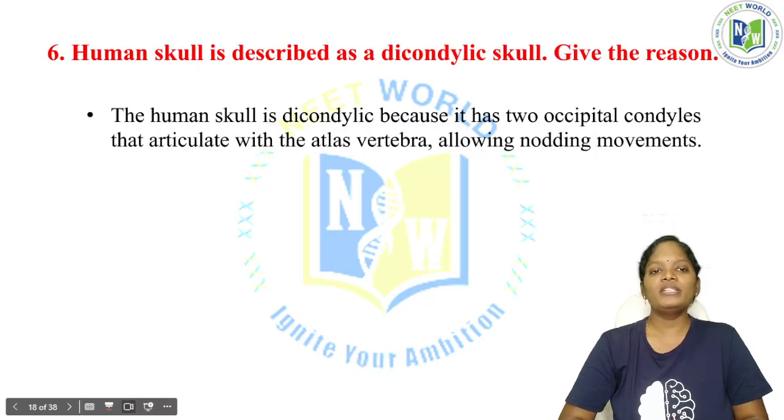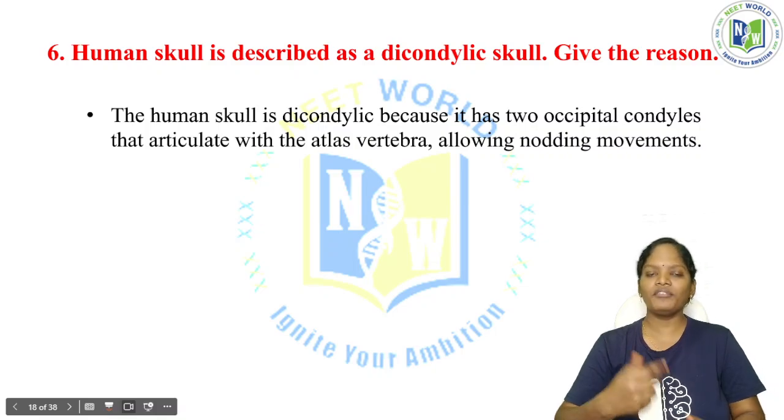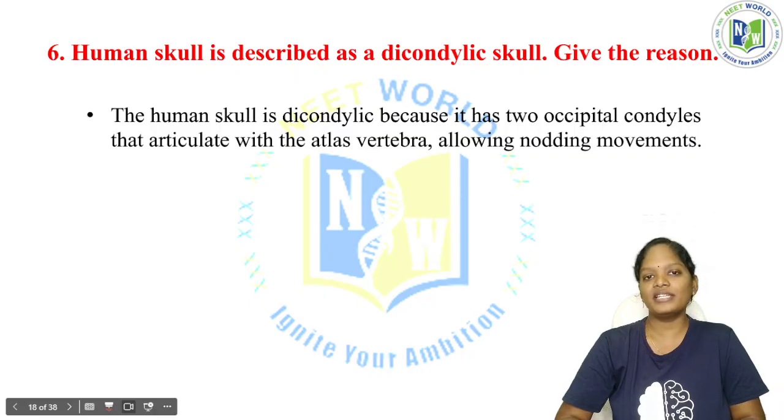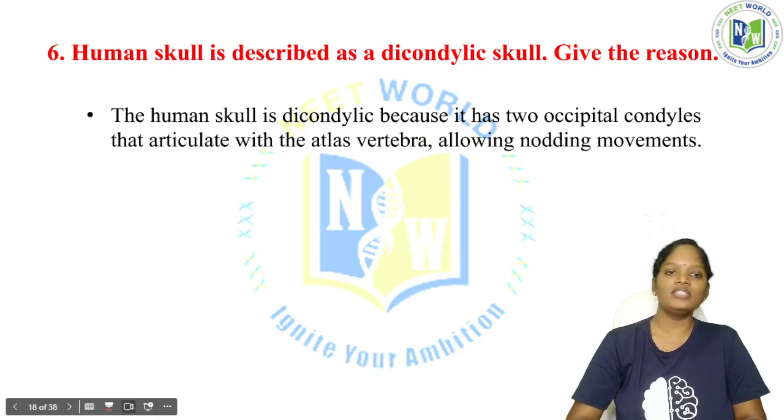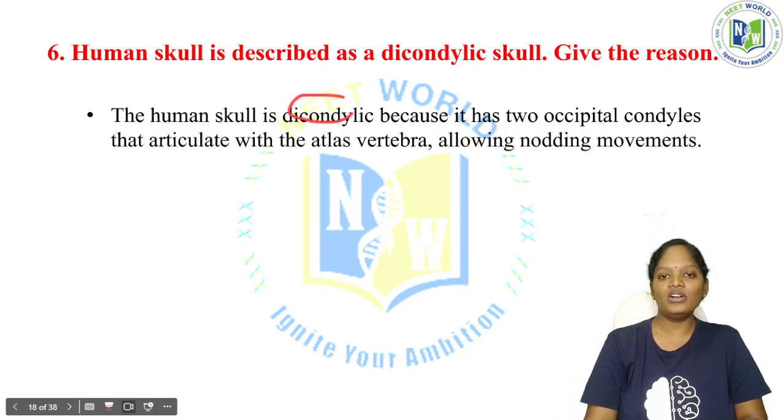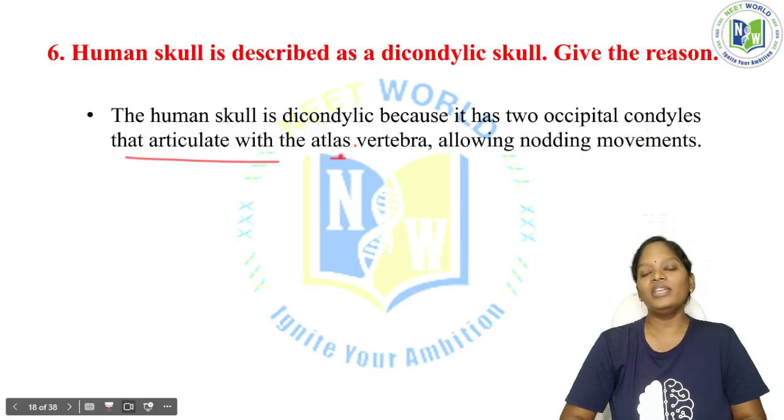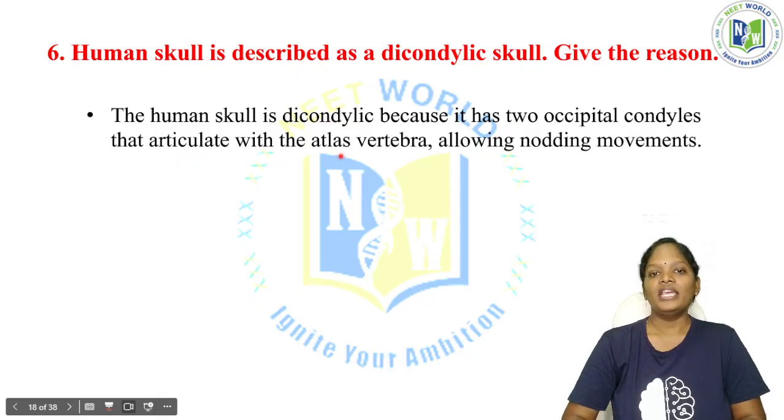Now, the human skull is described as a dicondylic skull. What is the reason we call this human skull dicondylic? Because it has two occipital condyles that articulate with the atlas vertebra, allowing the nodding movements.